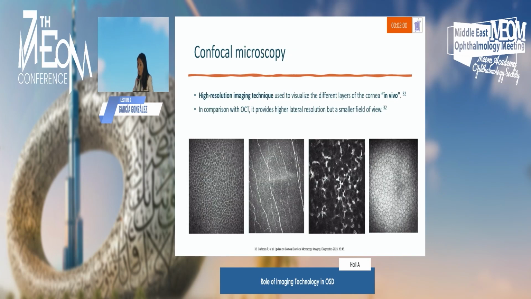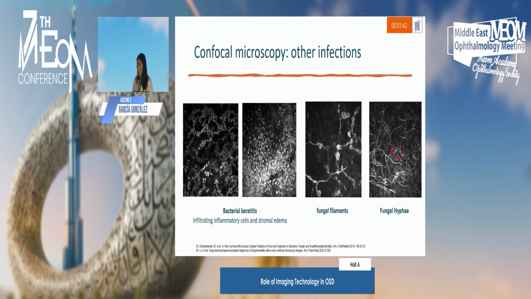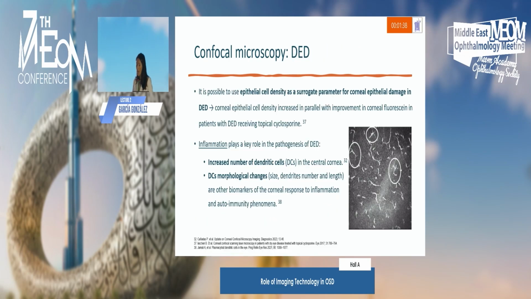And finally, we have the confocal microscopy. That is a high-resolution imaging technique used to visualize all the layers of the cornea in vivo, but in comparison with the OCT, we can analyze a smaller field of view. It's very important in the diagnosis and treatment of acanthamoeba keratitis, but also with other infections, we have excellent images, and also for the diagnosis of dry eye. We can measure the epithelial cell density with this technology.